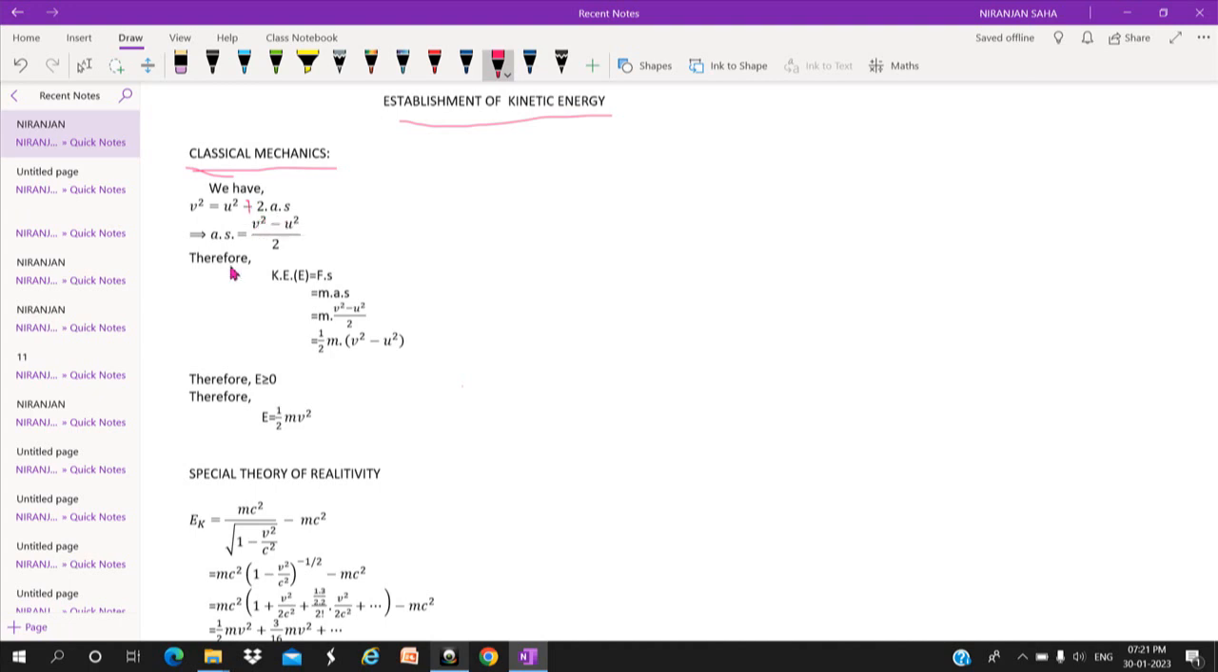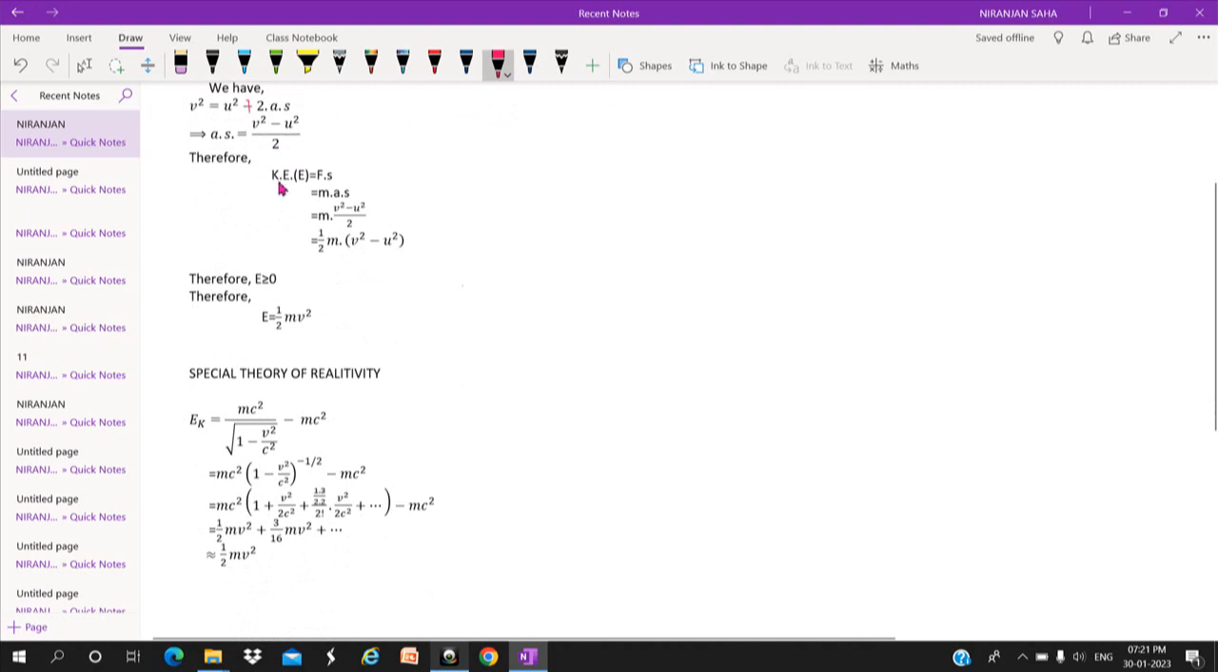So we'll get as is equal to (v square minus u square) by 2. So a is the acceleration, u is the initial velocity, v is the final velocity. Here we know that the kinetic energy, or the work done to change the velocity from u to v, is equal to the applied force multiplied by the displacement. So F is m a, and as is equal to (v square minus u square) by 2. By replacing this, we get half m (v square minus u square).